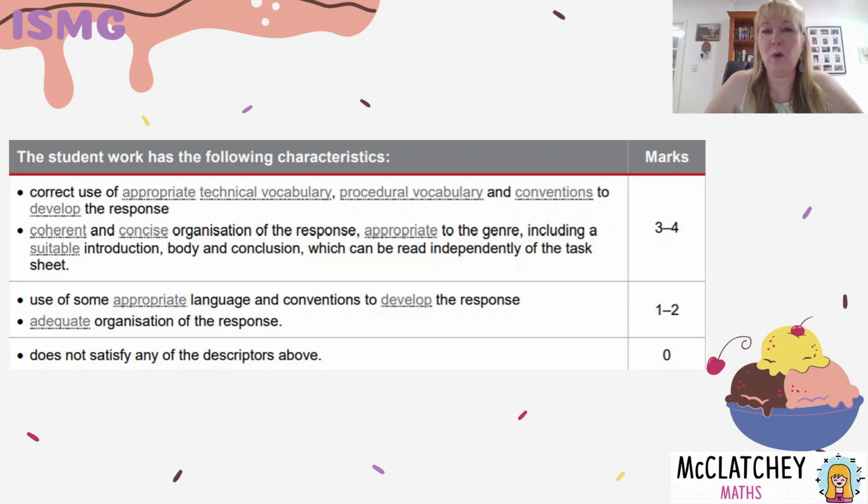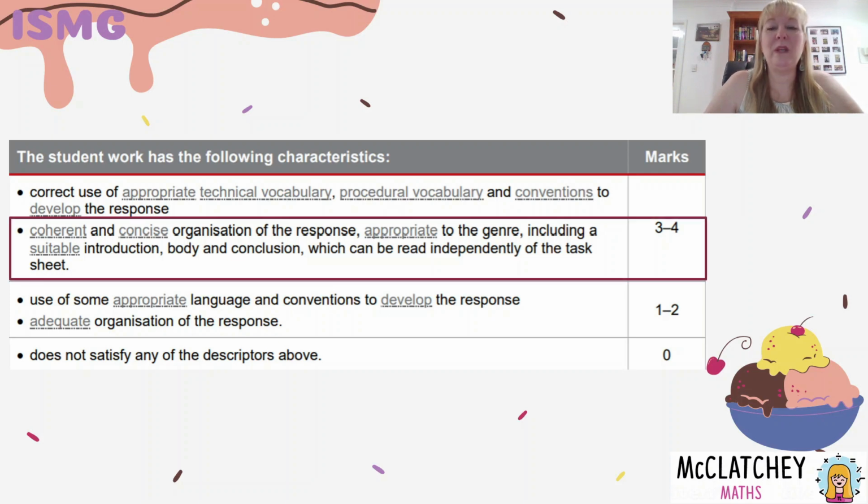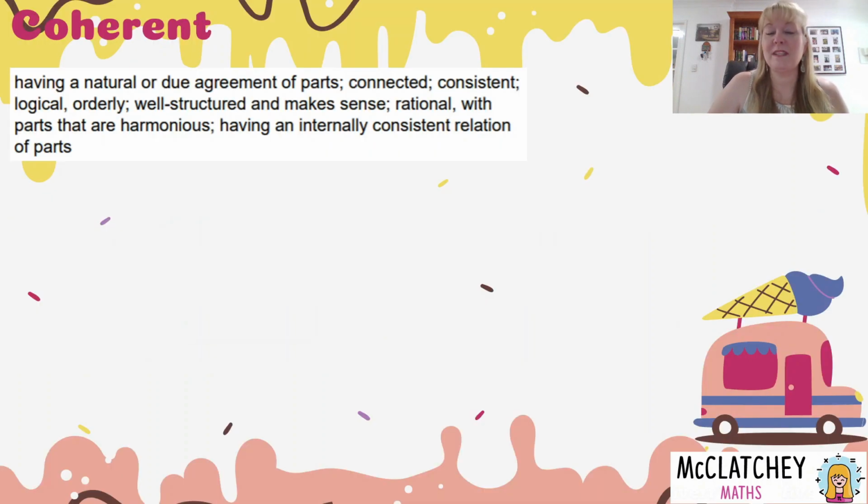So let's get straight into it by looking at our ISMG, the Instrument Specific Marking Guide. This is the section for communication, and we want to look at this particular box today: coherent and concise organisation of the response, appropriate to the genre, including a suitable introduction, body and conclusion, which can be read independently of the task sheet. There is a lot in this particular criteria. Now we know we're not writing an English assignment, we're writing a maths assignment, so there are some important things you need to know that might be a little bit different to your humanities reports.